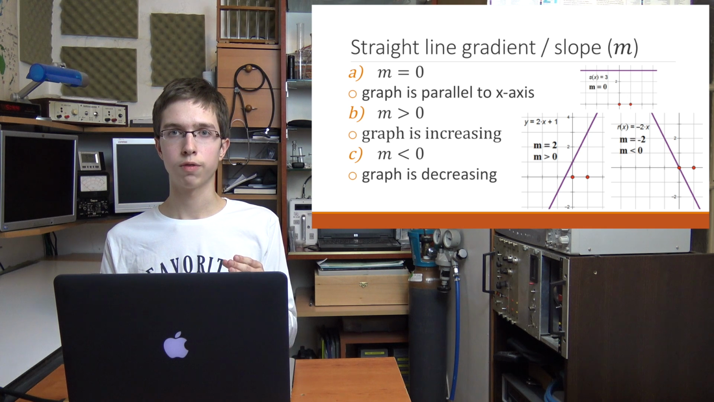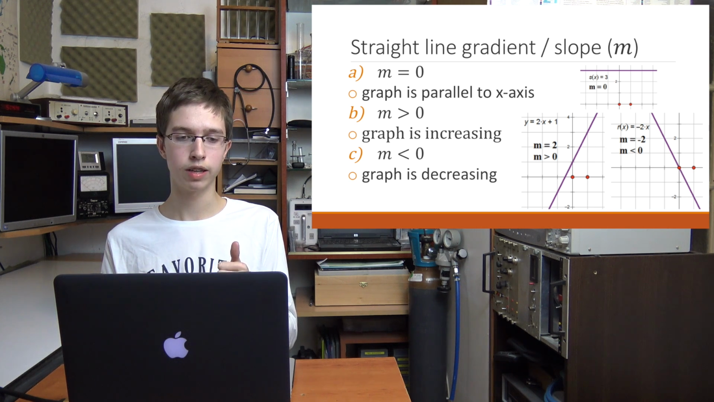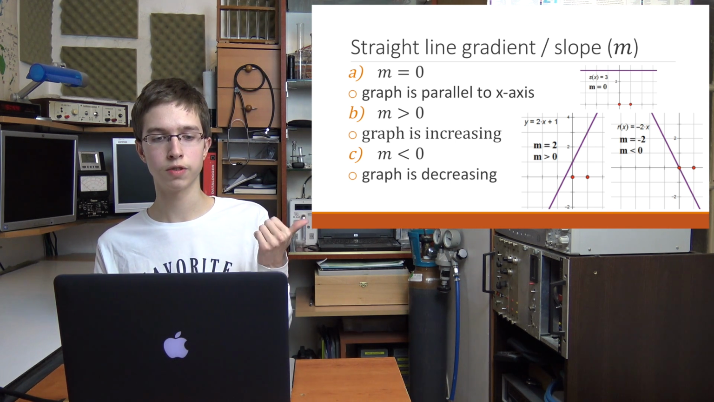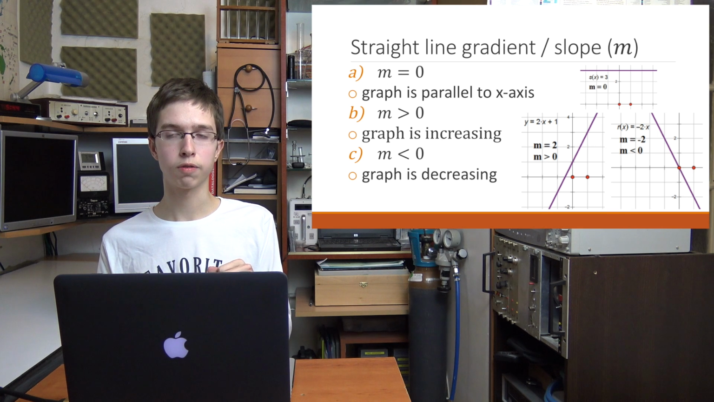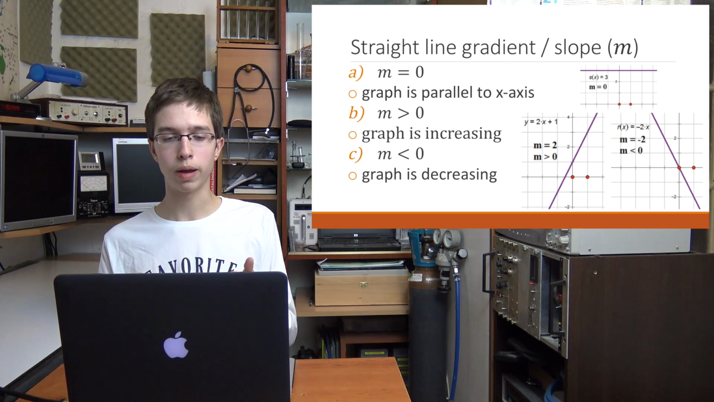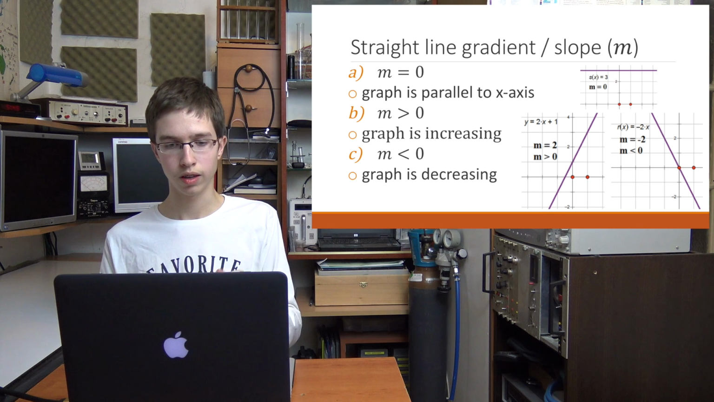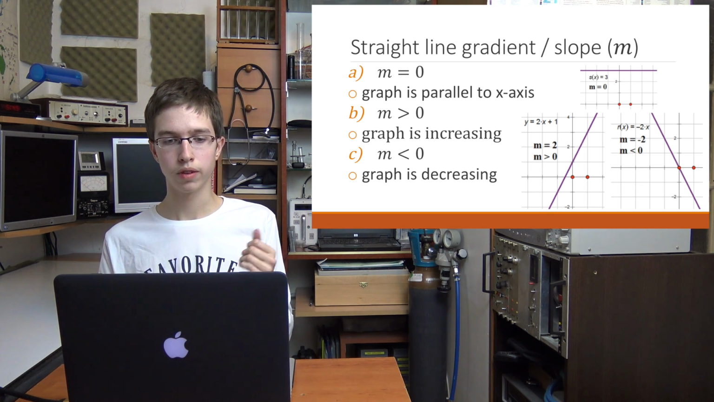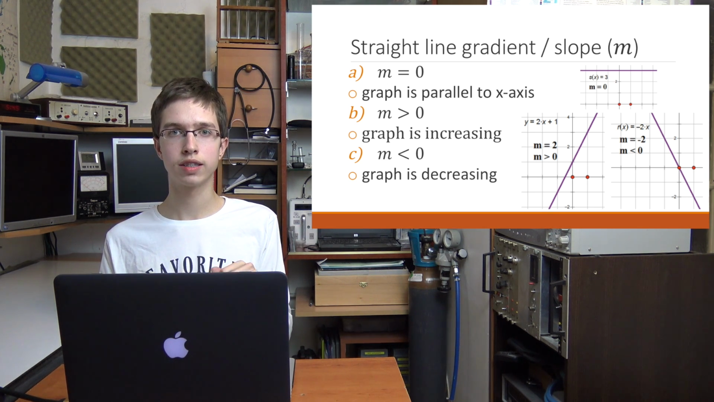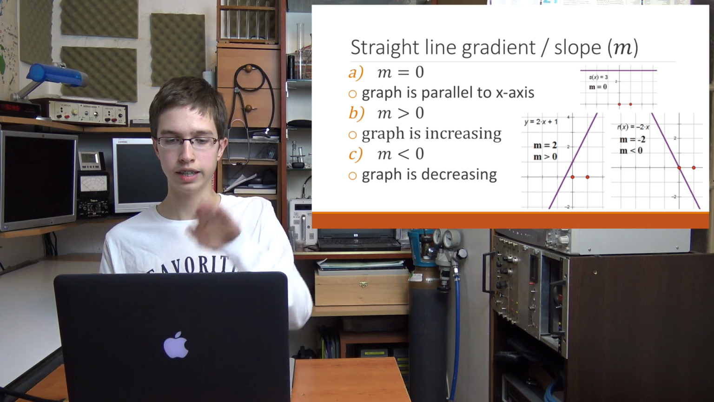There are three cases of m, the slope of the straight line. First, m is equal to 0, then the graph is parallel to the x-axis. This is the first example where f of x is equal to 3, so m is equal to 0. Now if m is greater than 0, then the graph is increasing, so going up from left to right. The second example, and m is smaller than 0 when the graph is decreasing.